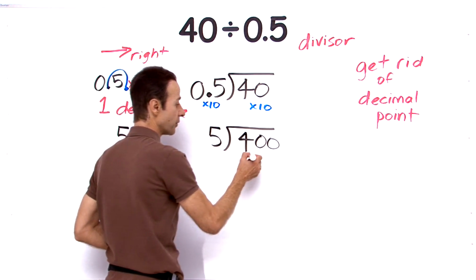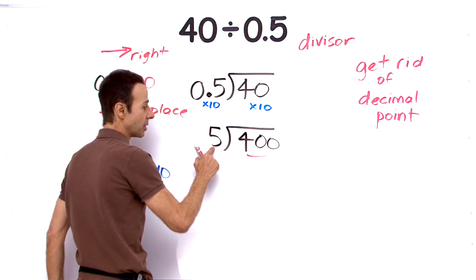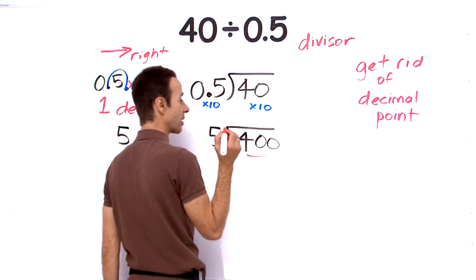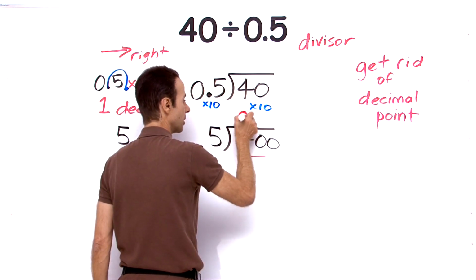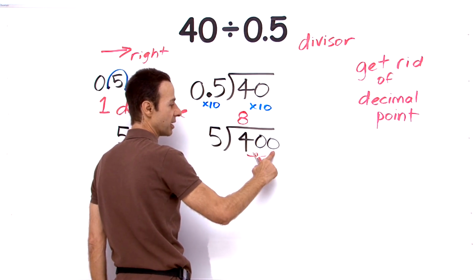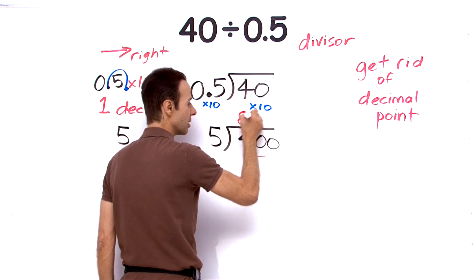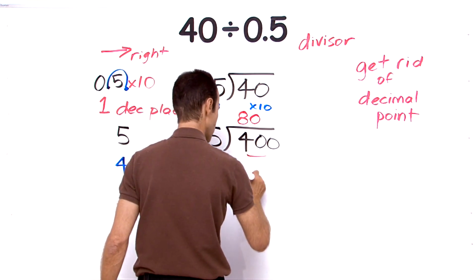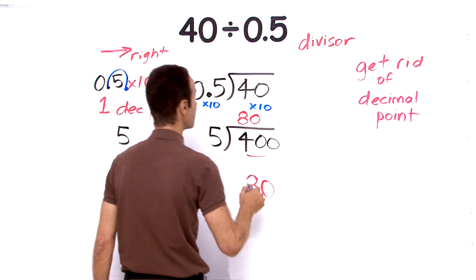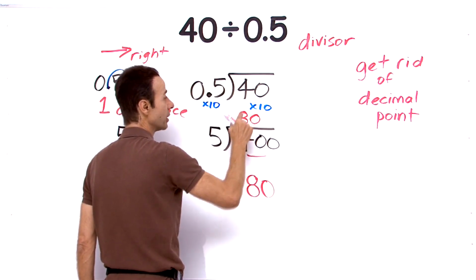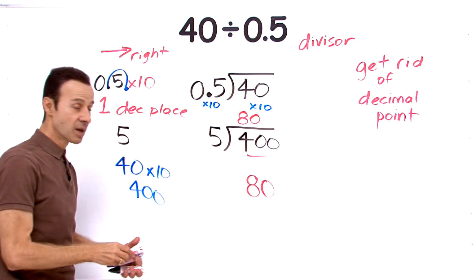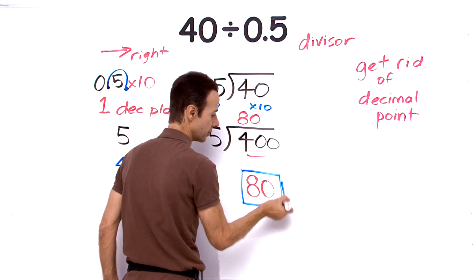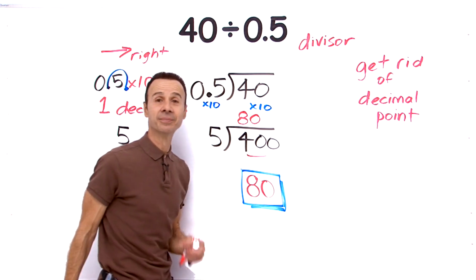So let's look at the first two digits, which is 40. How many times does 5 go into 40? Goes in 8 times, because 5 times 8 is 40. So 8. How many times does 5 go into the 0 there? It doesn't go, so we bring the 0 up here. So 5 into 400 goes in 80 times, which is exactly the same as 0.5 into 40 is also 80 times. So the answer, 0.5 into 40, 80. There you go.